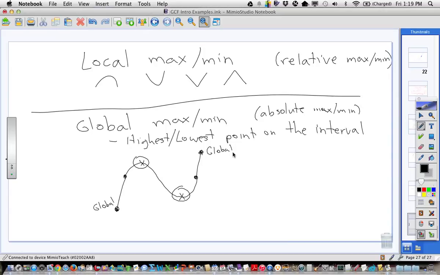So they can be at endpoints. Global max and mins can be at endpoints. Local max and mins wouldn't be. Local max and mins are always going to be peaks and valleys. And we don't call an endpoint a local max or min because we can't really see what's going on the other side. Okay, so that's pretty much where I want to stop on section 1.6.